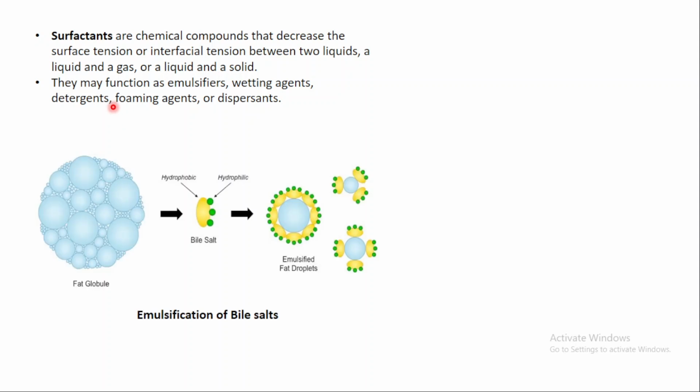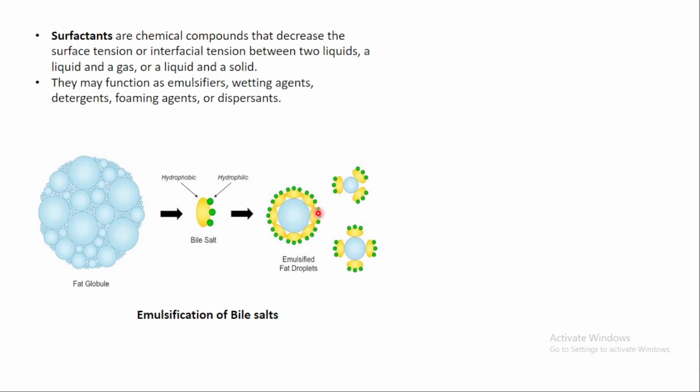As we were reading about surfactants, this is an example of where surfactants are used. Emulsification of bile salts. This happens biologically. Bile salt gets emulsified into bile droplets by these surfactants. So these green molecules here act as surfactants, coat the bile salt, and inside this blue core is the fat globule.